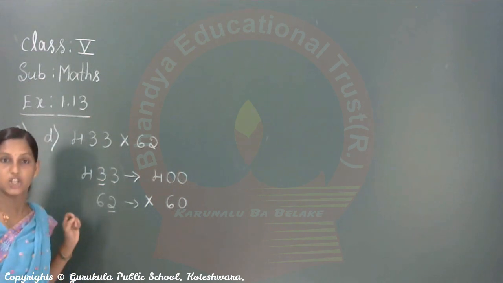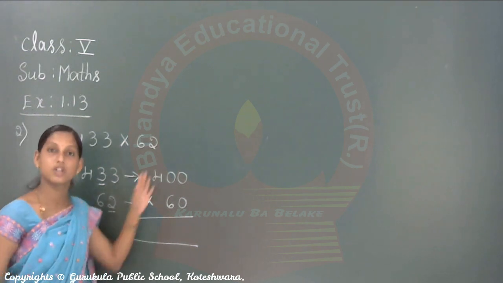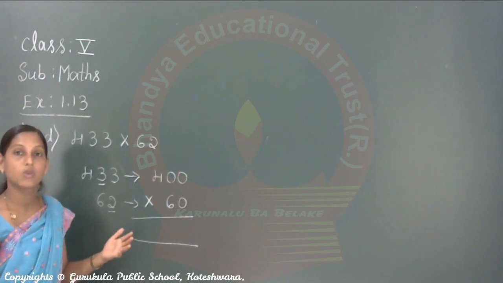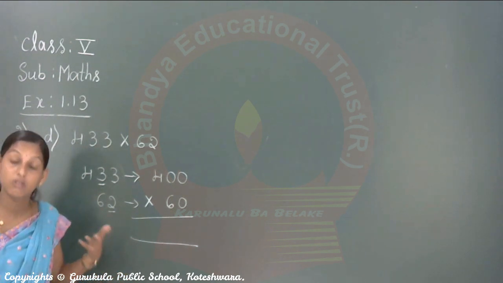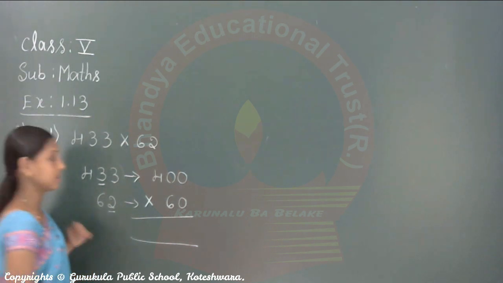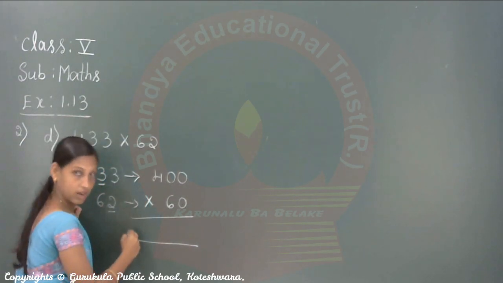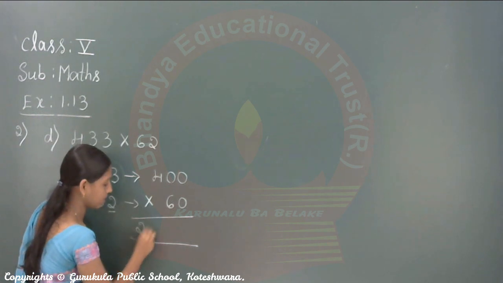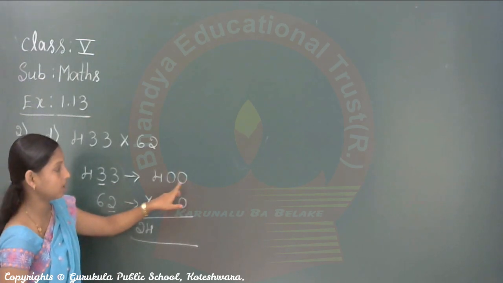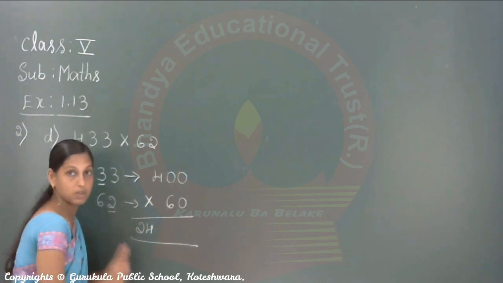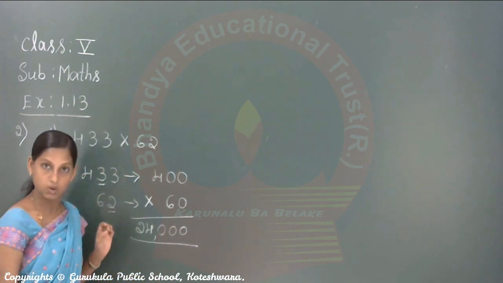For the multiplication, you don't need to multiply in the long way. You can do quick multiplication. You can multiply very quickly if you estimate the numbers. See here, 6 fours are 24, right? Then how many zeros are there in both the numbers? 1, 2, 3. Those many zeros we have to put. This is the answer.